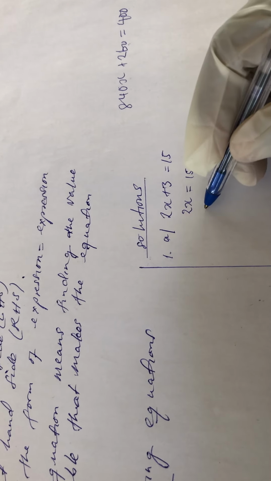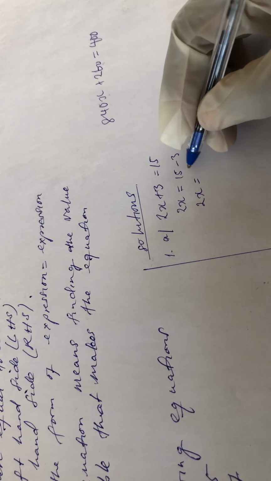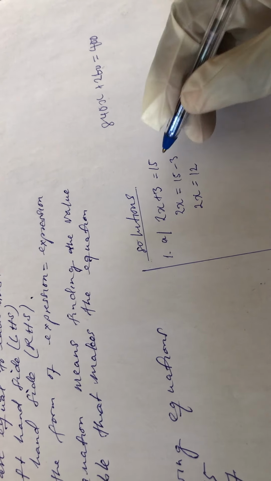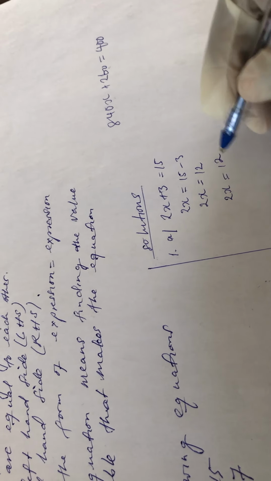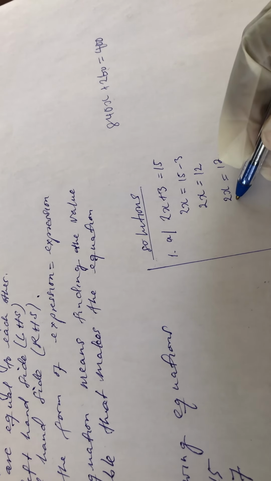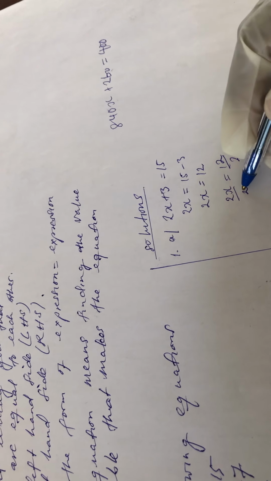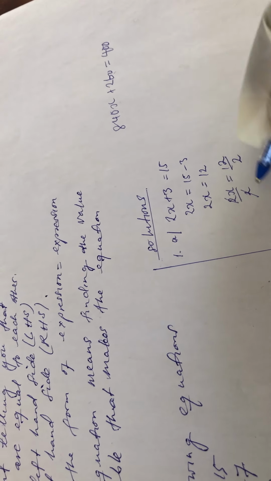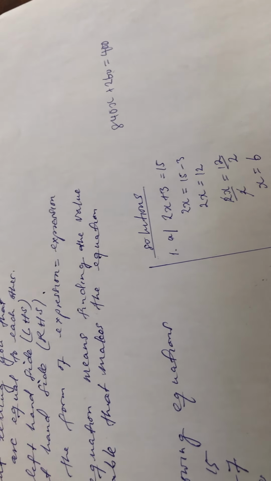Okay, so you have 2x is equal to 15 minus 3, which is 12. So from there, to solve, we want x to be alone. For x to be alone, we must divide by 2. We divide by 2, so this 2 cancels that 2. And then we have that 12 divided by 2 is 6.